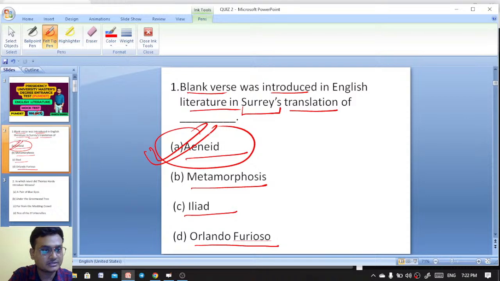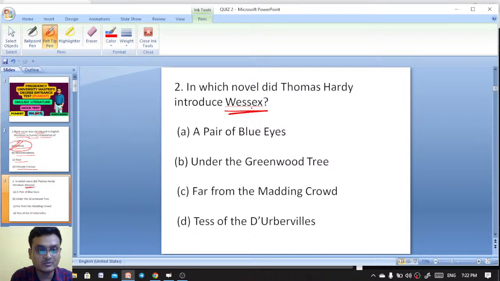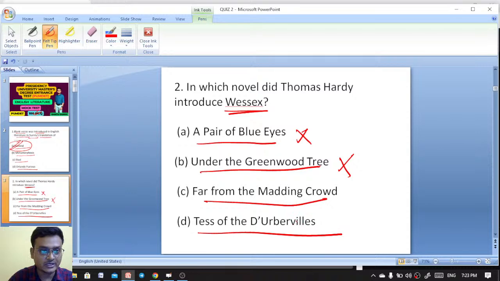In which novel did Thomas Hardy introduce Wessex for the first time? Your options are Desperate Remedies, Under the Greenwood Tree, Far from the Madding Crowd, and Tales of the Dear Old Place. You can answer in the comment box if you want.